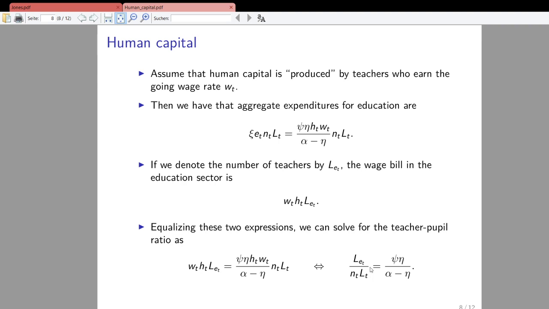But what we are actually interested in is the number of teachers per pupil. And what we have here, N_t times L_t, is the number of children in the economy. And the number of children is basically what L_t^E teachers want to educate. So we can derive the teacher-pupil ratio from this expression that only depends on parameters. And that's what we need on the next slide when we derive the accumulation equation for individual human capital.